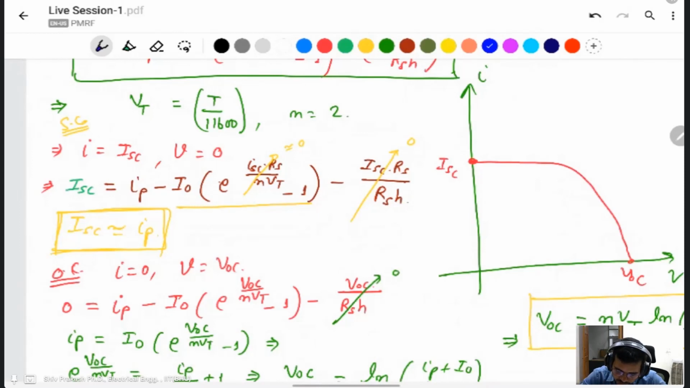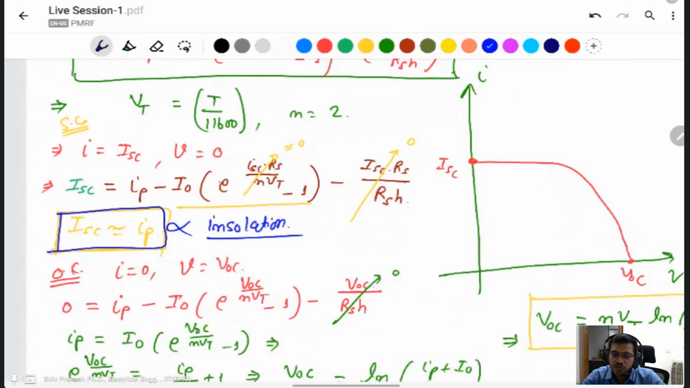You can observe that the short circuit current is directly proportional to the photovoltaic current, and the photovoltaic current is directly proportional to the radiation, the irradiation, or you can say insolation. Insolation is the parameter to define the actual power of the solar radiation.